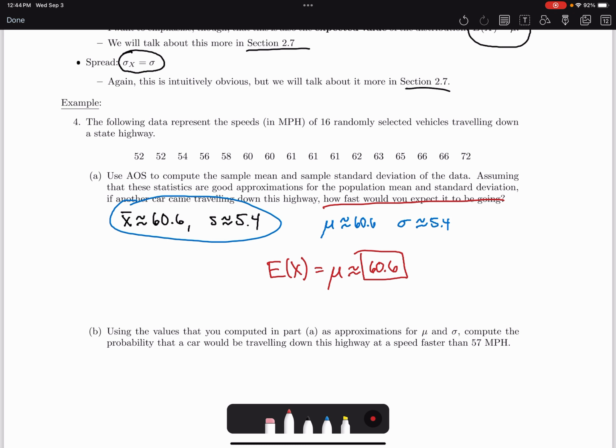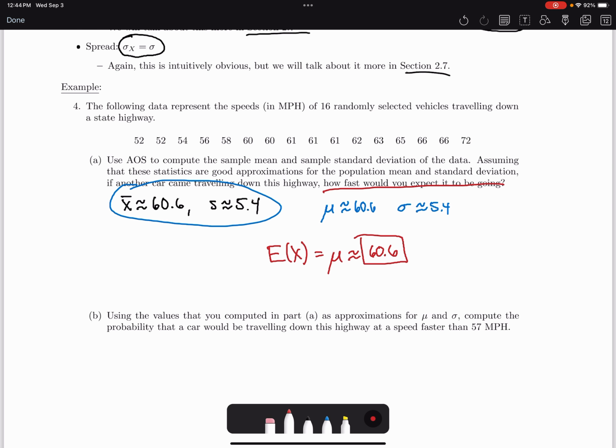Now part B says using the values that you computed in part A as approximations for mu and sigma, so we're assuming this, compute the probability that a car would be traveling down this highway at a speed faster than 57 miles per hour.